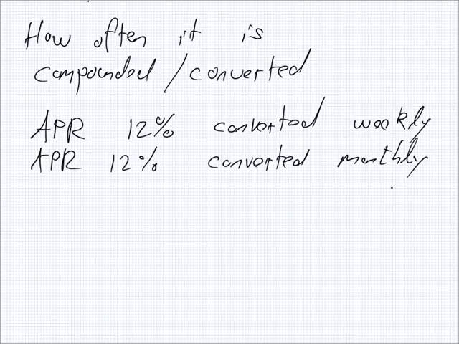So what do you think the difference might be between the two? One bank says its interest on its loan or its savings is converted weekly, and the second bank says its 12% is converted monthly. What do you think they could mean when they give the time? Converted weekly, converted monthly. 12%.